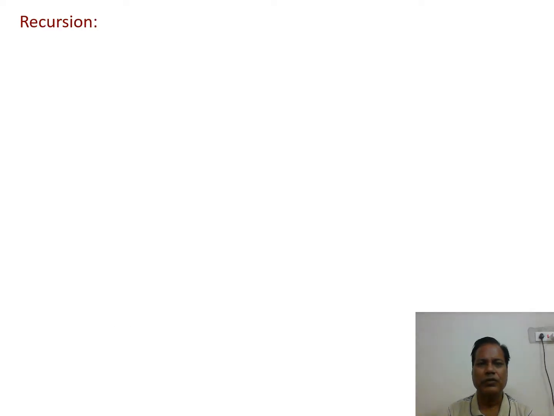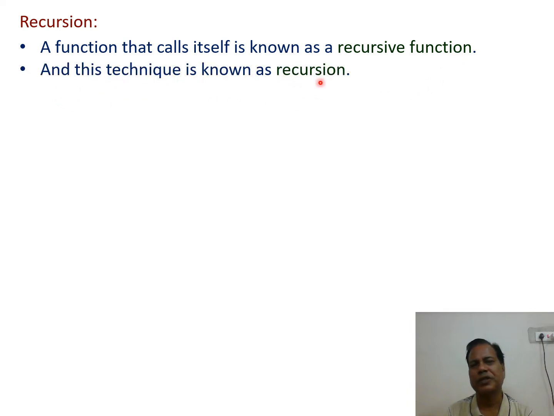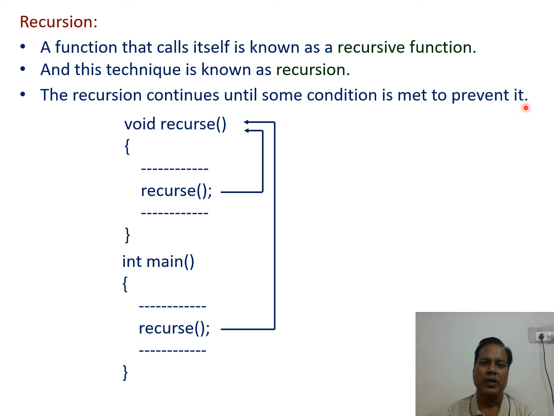Now let us discuss what recursion is. A function that calls itself is known as a recursive function, and this technique is known as recursion. The recursion continues until some condition is met to prevent it. Now this diagram shows the recursion.